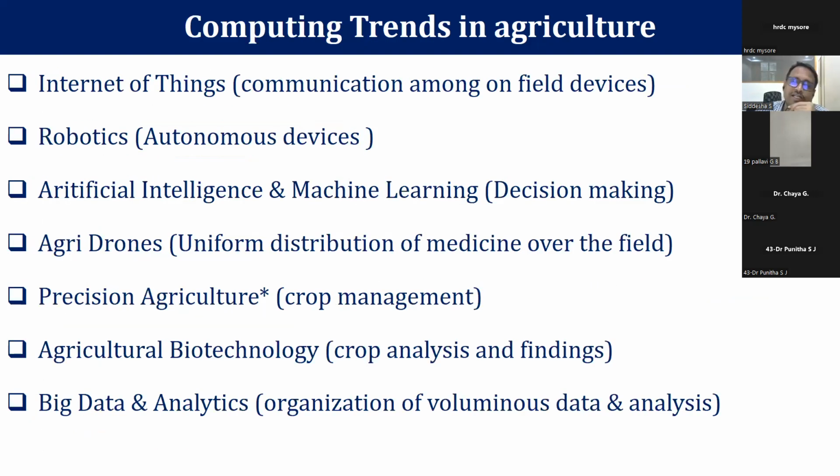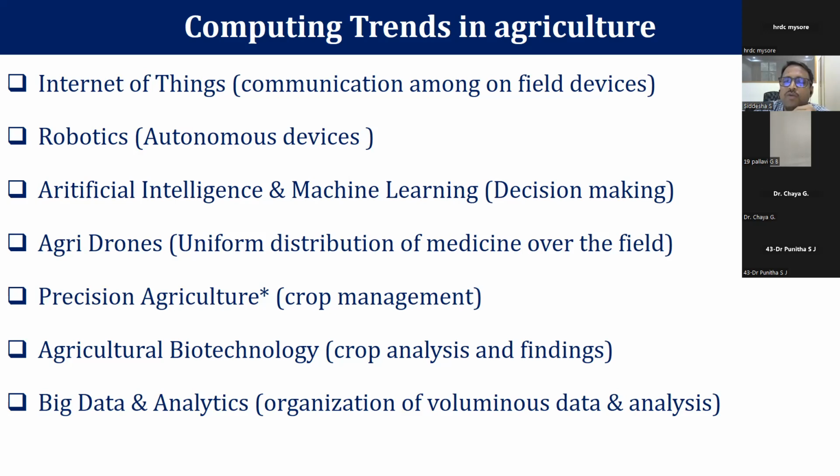Now, computing trends, different computing trends. One thing I already mentioned is IoT, that is Internet of Things. Agriculture Internet of Things means communication among on-field devices. That means I need to implant certain devices in different areas of my field, so that there is intercommunication between those devices, and based on the area, that data will be sent to the control room. So through the control, my computing technology is going to handle those things. This is going to be very popular from 2024 onwards. Still, we can see a lot of growth in the case of Internet of Things.